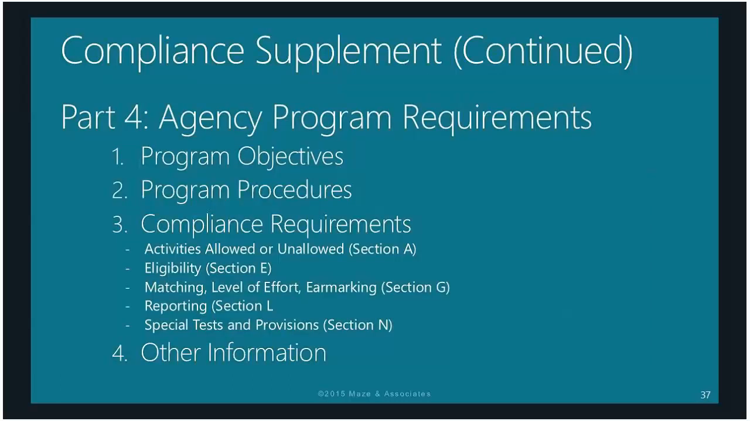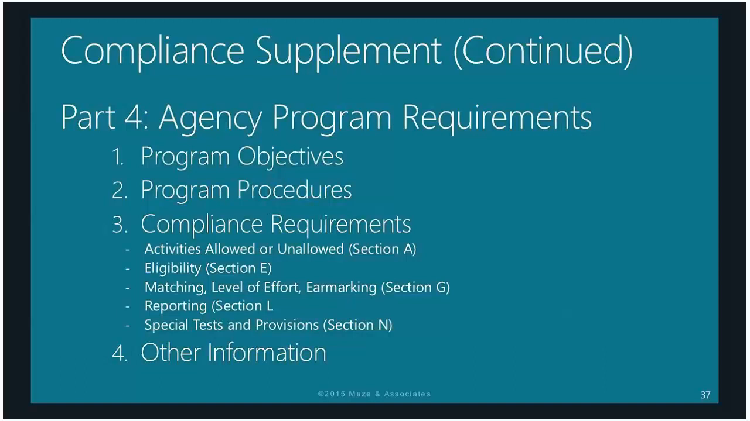So Part 4 is called the agency program requirements, and it tells us that there are 4 program requirements that are subject to testing. The first one is the program objectives. What is the CDBG program's objective? That's just an example. Then the program procedures, and thirdly, the compliance requirements.